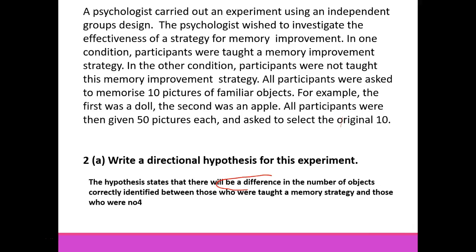This is non-directional, so I'm just saying there's a difference. It's clear what my DV is, it's the number of objects correctly identified, and my IV is those who were taught a memory strategy and those who were not. Apologies, that should be the 2.